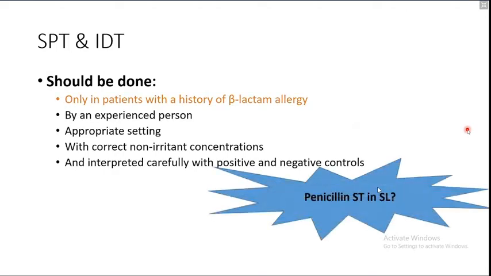Now, what happens in our setting? I don't know whether this is still done in Sri Lanka. Penicillin skin testing, is it done in your institution? Still? It used to be done in many institutions where I worked. This skin testing is done for non-beta-lactam antibiotics as well. In one institution where I was, they did skin testing for gentamicin, vancomycin, all the drugs that they wanted to give to a patient, especially after a case of anaphylaxis.